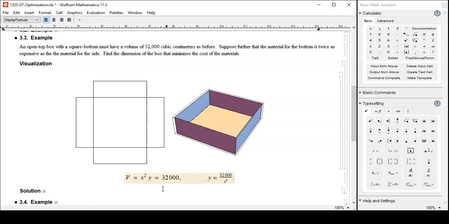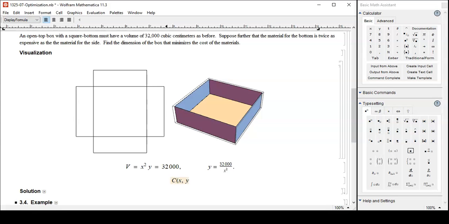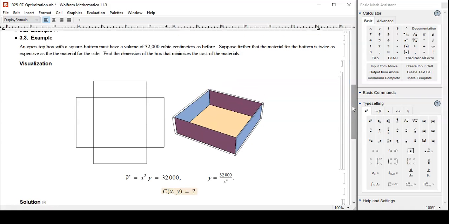Now the question is, what is the objective function? Cost of this material. Well, the bigger the area, the more expensive it will be. If it is $1 per square centimeter, then 1 times the surface area. If $2 per square centimeter, then $2 times the surface area, things like that.